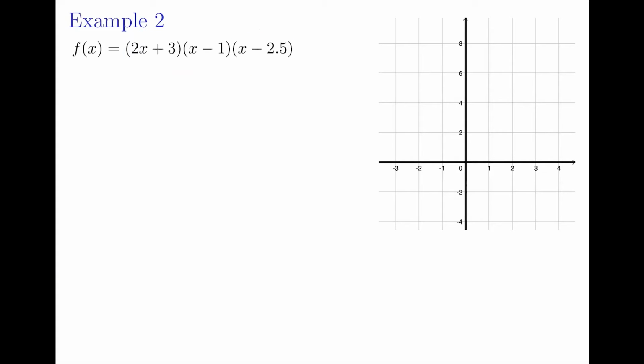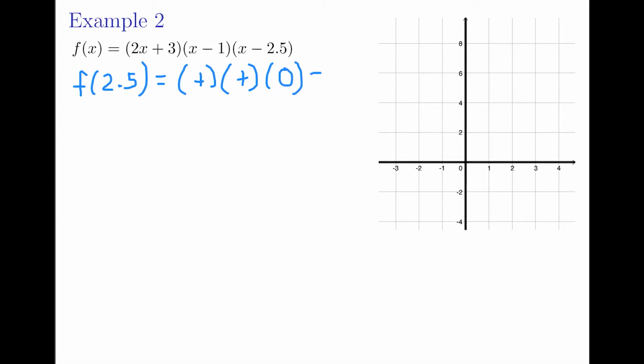And I hope based on that last example, it's pretty clear that if we plug in 2.5, we get, well, 2 times 2.5 plus 3, that happens to be 8, but let's just say it's something positive. And then 2.5 minus 1, that's 1.5, but let's just say it's something positive. And then 2.5 minus 2.5, that's 0.